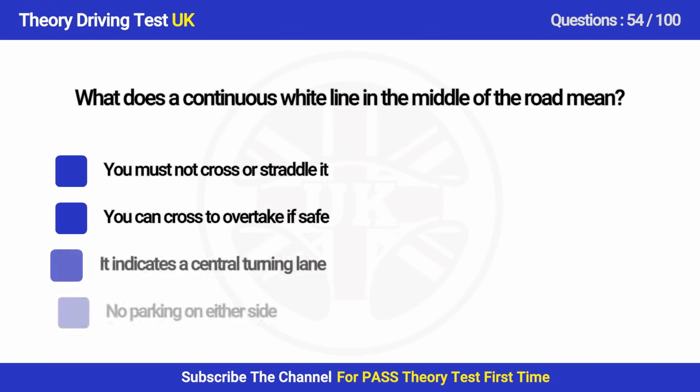Question 54. What does a continuous white line in the middle of the road mean? A. You must not cross or straddle it. B. You can cross to overtake if safe. C. It indicates a central turning lane. D. No parking on either side.